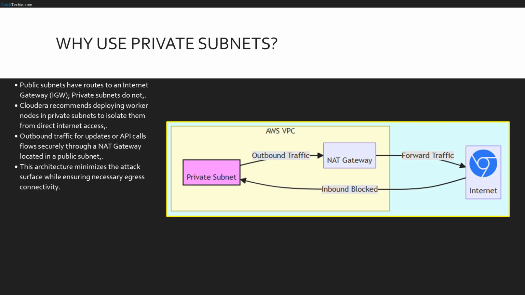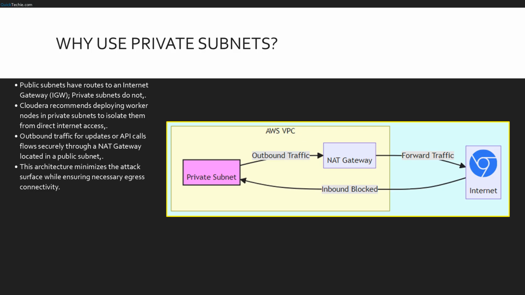Now, why do we emphasize private subnets? A public subnet has a direct route to the internet gateway, exposing it to the outside world. For enterprise data platforms, we want to minimize this exposure. Cloudera recommends placing your worker nodes, the heavy lifters processing your data, into private subnets. These nodes have no public IP addresses. However, they still need to reach the internet for tasks like downloading software updates or talking to S3. We solve this by routing their traffic through a NAT gateway residing in a public subnet. This acts as a one-way valve. Traffic goes out, responses come back, but no unsolicited inbound traffic can reach your data nodes.